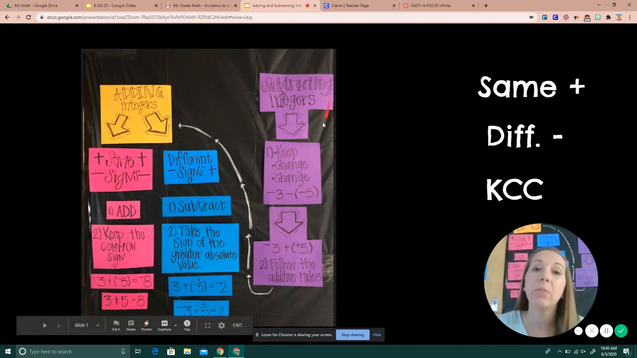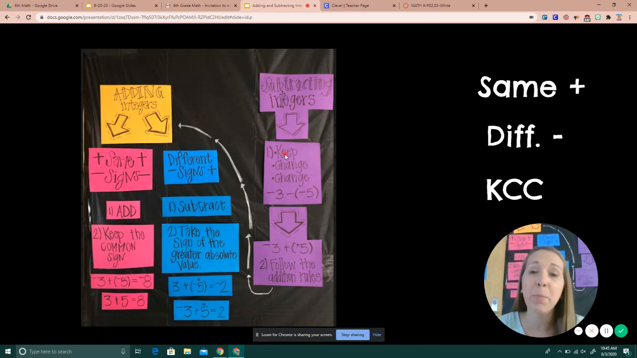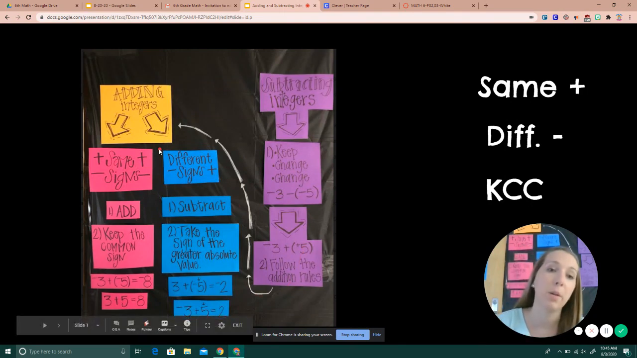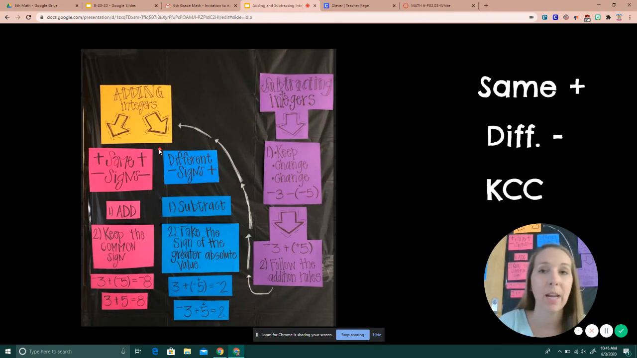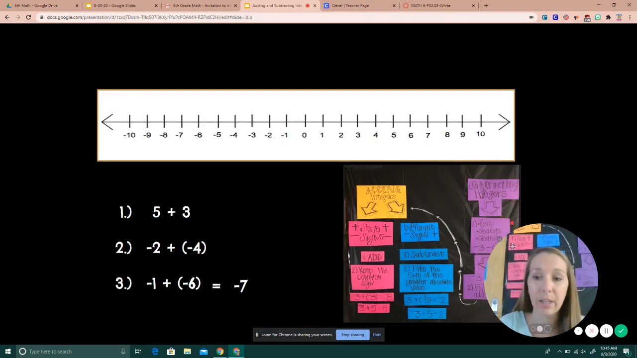Then we have subtracting of integers, which we're going to get to in a second. But you basically do keep, change, change. So we keep the first one, which would be -3, change the subtraction to an addition, and change the -5 to a +5. Then you go back and follow these same rules. Now they're different signs, so we subtract and take the sign of the larger absolute value. So let's take a look at a few of these.